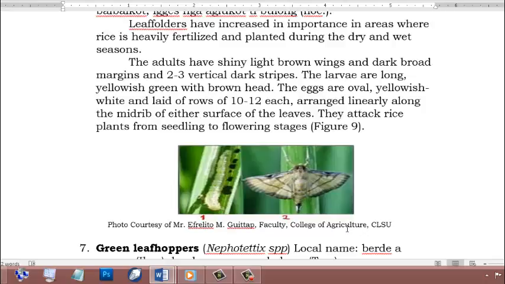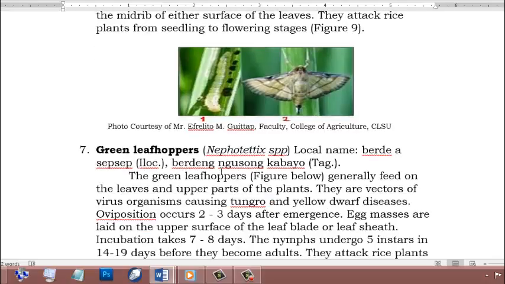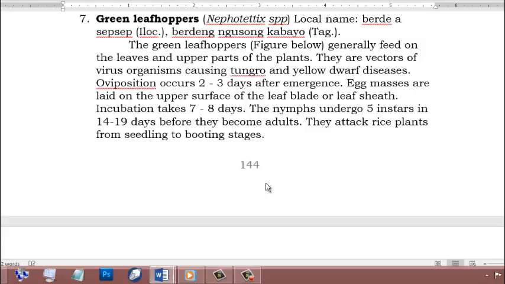So here is the illustration of it. Then next we have green leafhoppers, or they call that sup-sup, or verde sup-sup. The green leafhoppers generally feed on the leaves and upper part of the plant. They are vectors of virus organisms, causing tungro and yellow dwarf disease. So we should control them because they bring the virus that will cause tungro to the rice field or to the farm.